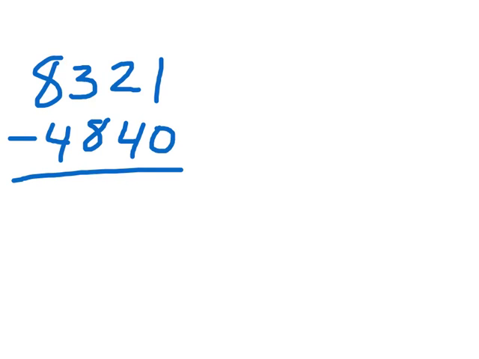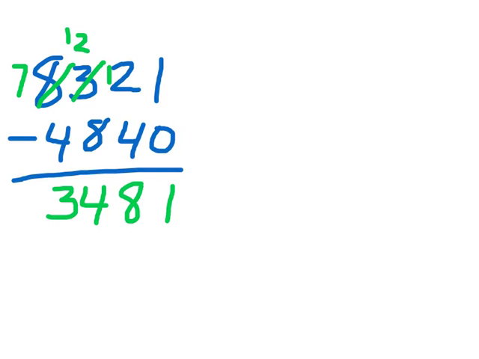So I'm going to start by subtracting 1 minus 0, and my answer is 1. And then I have 2 minus 4. So I'm going to have to borrow from the 3. So the 3 will become a 2, and then over here I've got a 12. So 12 minus 4 is 8. And I can't do 2 minus 8, so I'll have to borrow once more from the 8. 12 minus 8 is 4, and 7 minus 4 is 3. So there's my answer, 3,481.